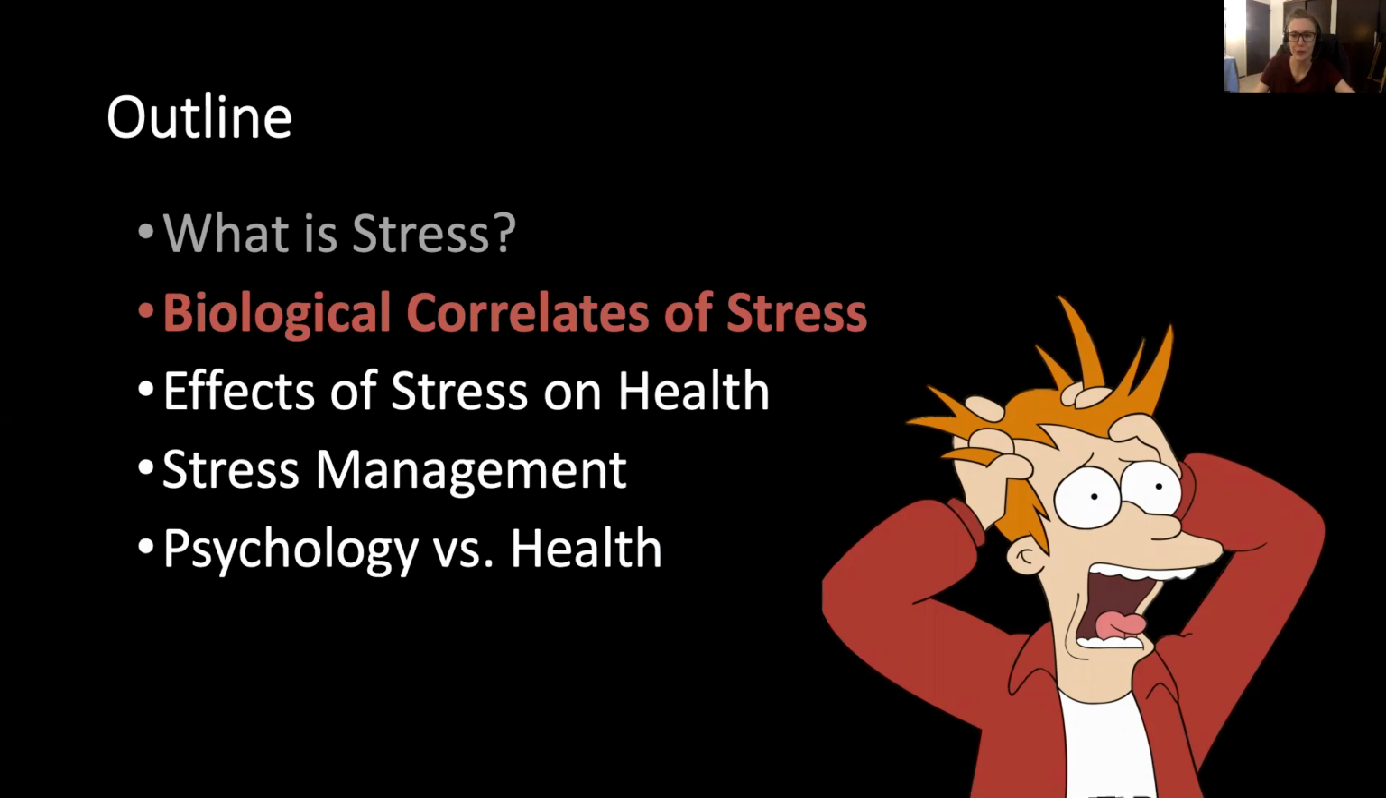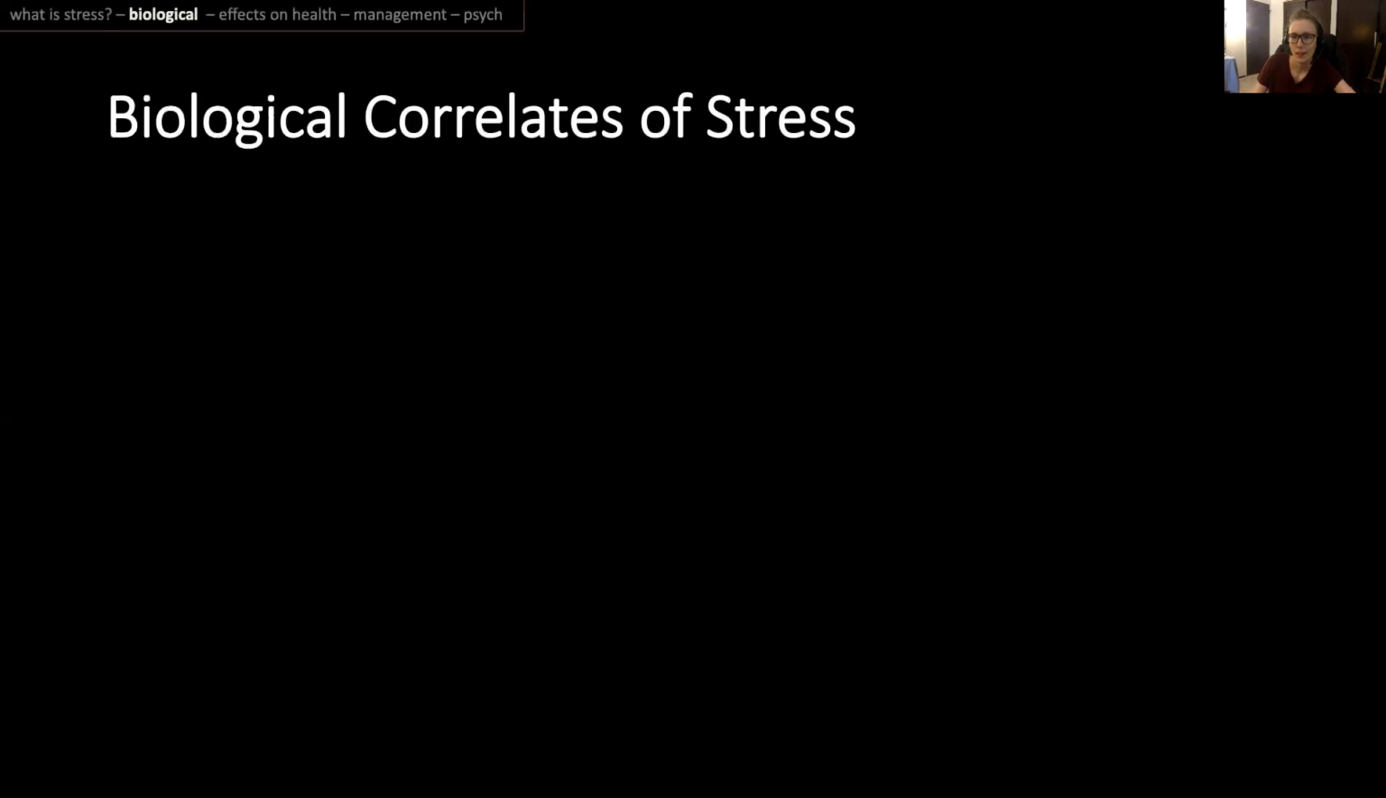Okay, so that's a general overview of what stress is, the different types of stress, how you can break it down, etc. So now let's talk about the biological correlates. Where does it happen in the brain? Okay, so again, we're going to bring back some stuff we've already talked about, which is kind of cool.